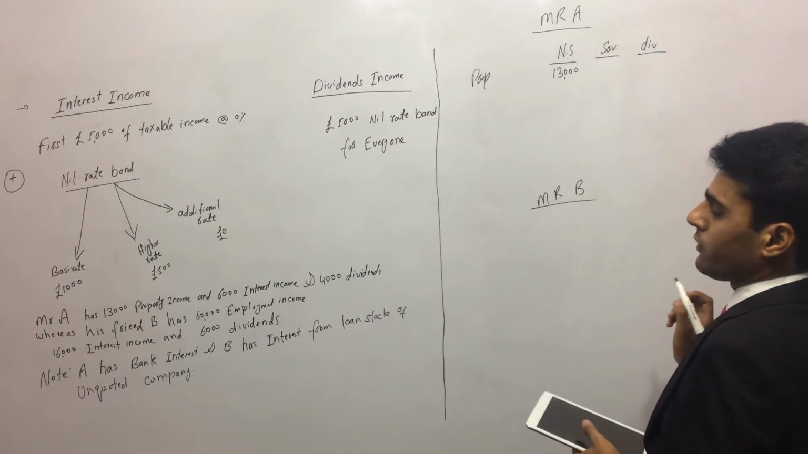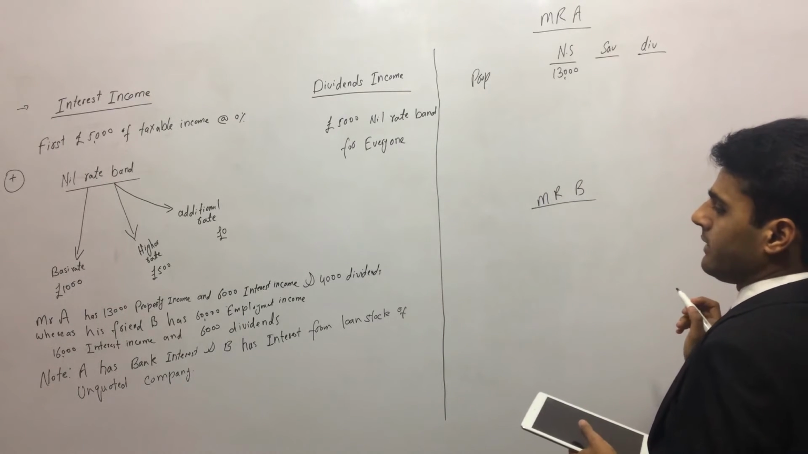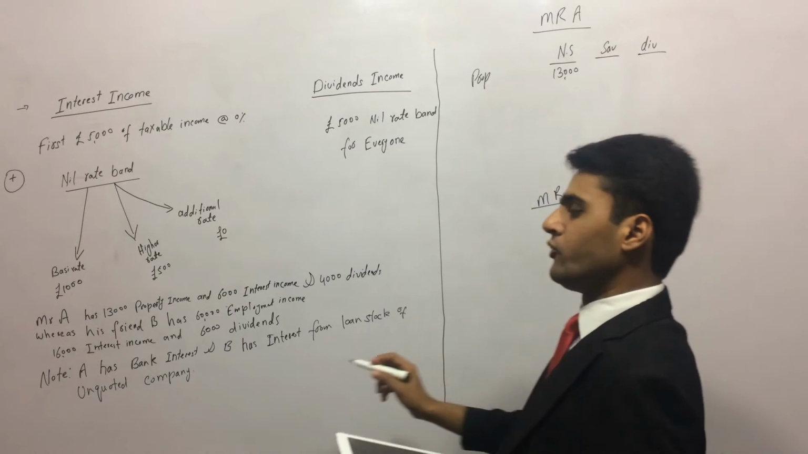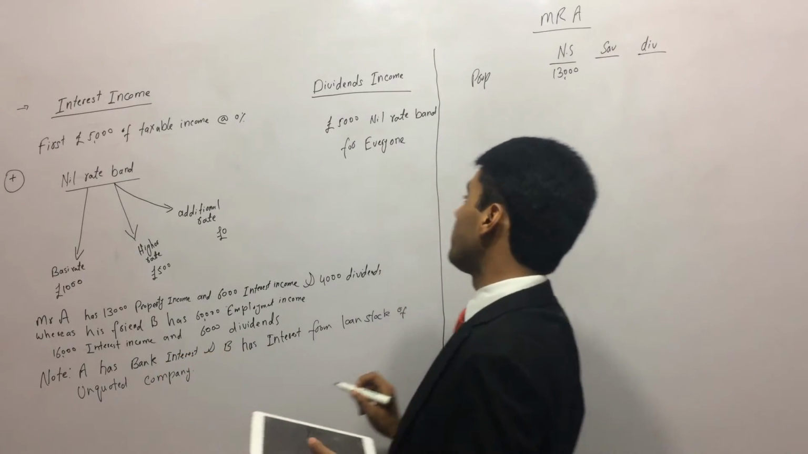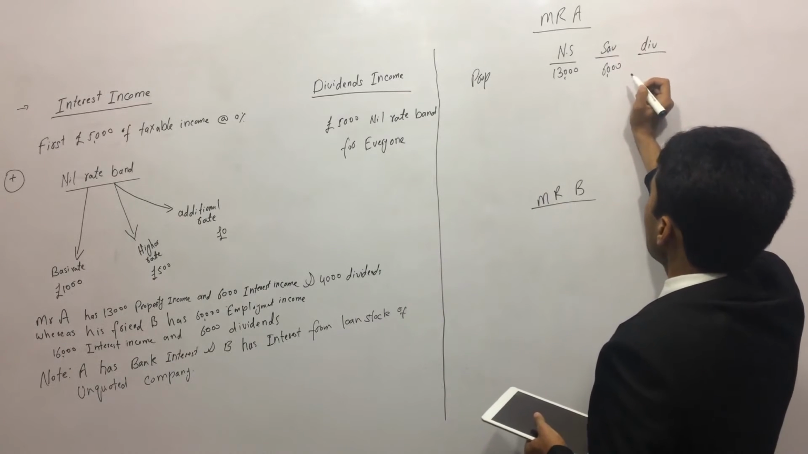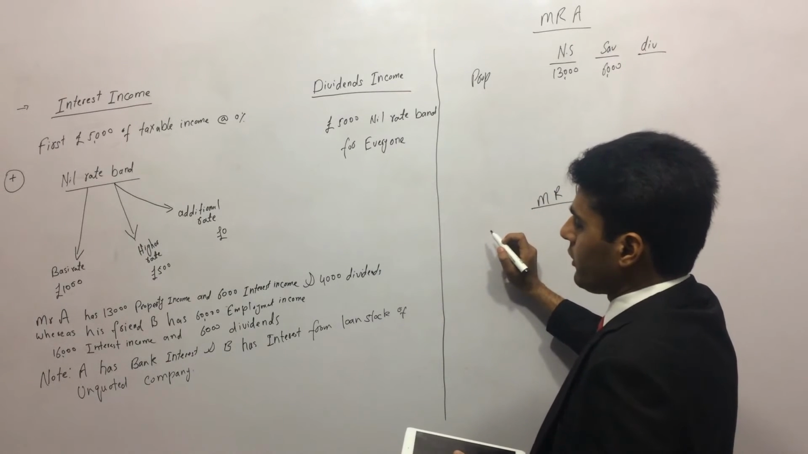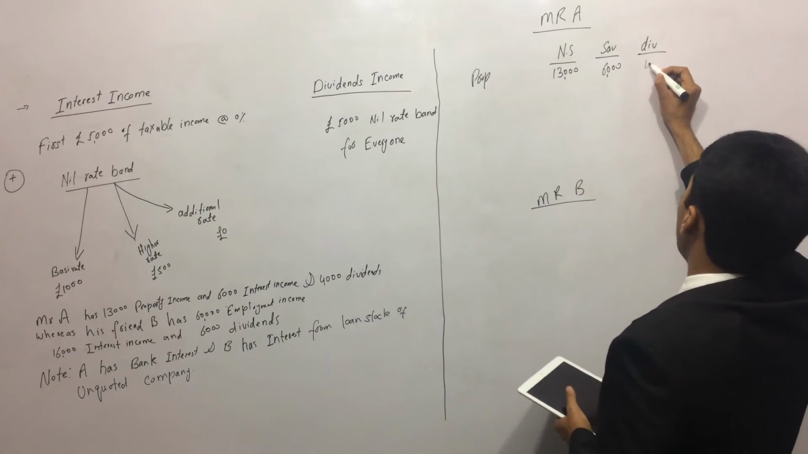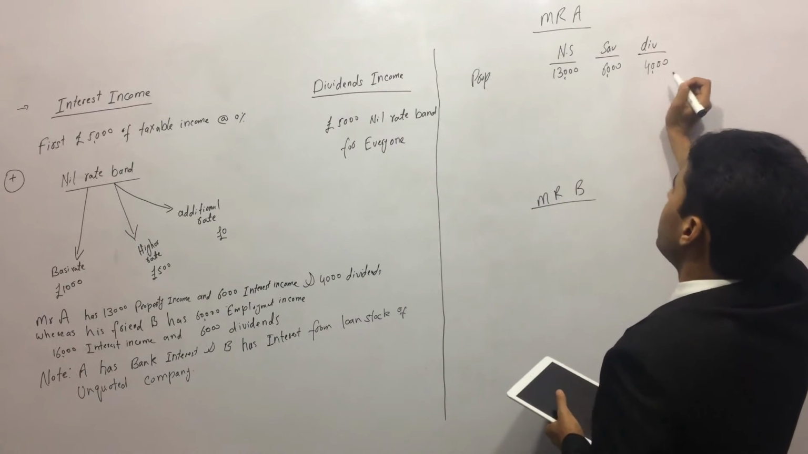He's also got interest of £6,000, and this interest is bank interest. In the notes it says it is bank interest. So we'll put the £6,000 into the savings section, and he has got £4,000 of dividends as well. So go ahead and put the £4,000 into the dividend section.